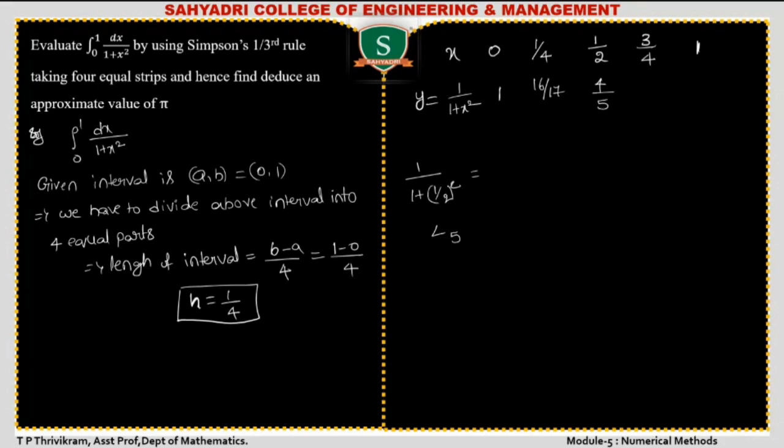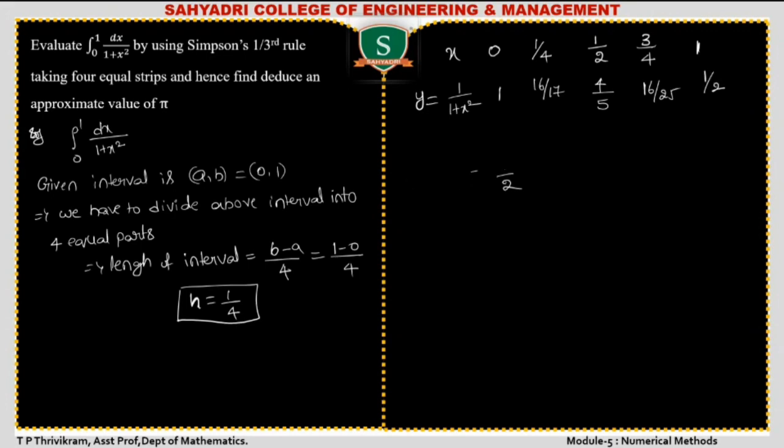Next, 3 by 4. Substitute here 3 by 4. How much? 3 by 4 whole square means here 9, 16. 16 plus 9, 25. In the denominator 25, 16 by 25. So 16 by 25. Next, 1. You'll get 1 by 2. So 1 by 2 we can write. Last one is 1 by 2.